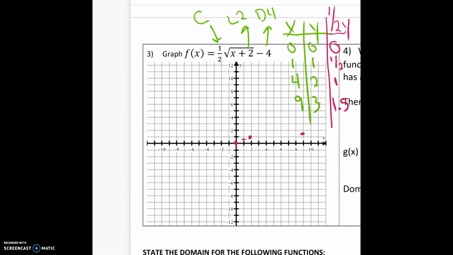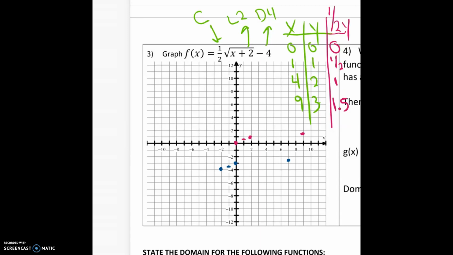down 4. So (0, 0), left 2, down 4. The half, left 2, down 4. Just do the best you can. (2, 1) though, left 2 and down 4. And then the (9, 1.5) can go left 2 and down 4.